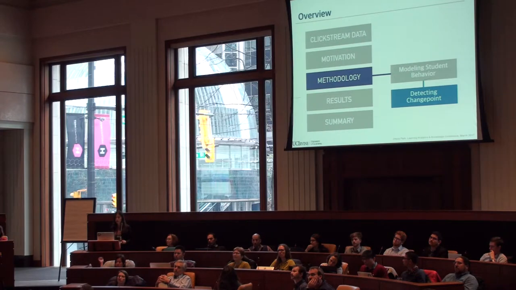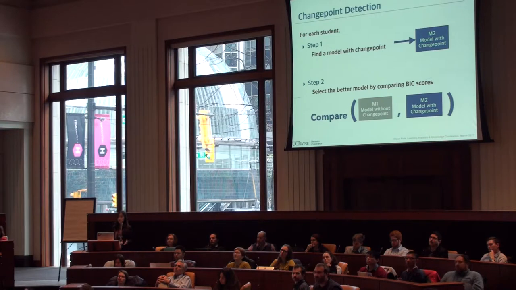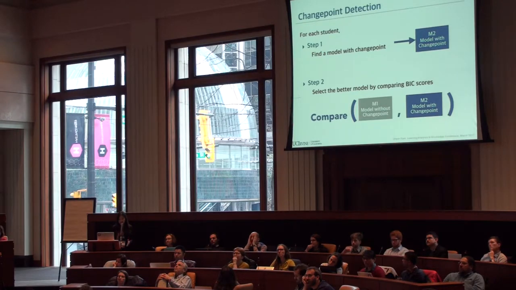Now we'll talk about how to detect changes in student behavior based on the model that we just saw. Our method for change point detection works in two steps. For each student, first we find a model with a change point. This is model two, the model with a change point. And then in step two, we select a better model between the model without the change point and the model with the change point. This gray one, the model without the change point, is the model that we just discussed, where there is no change point. And model two is from step one here.